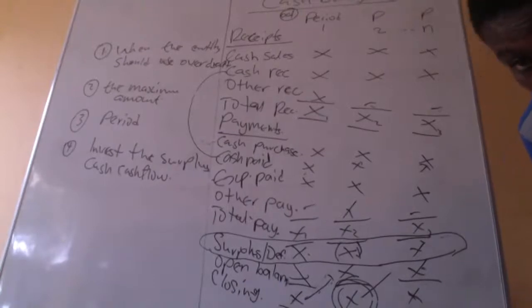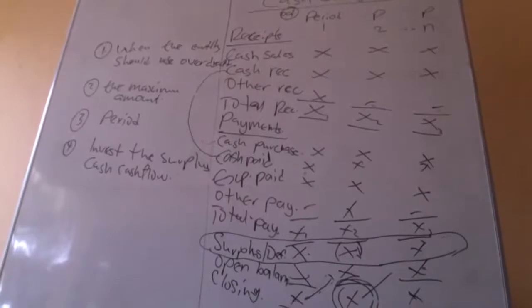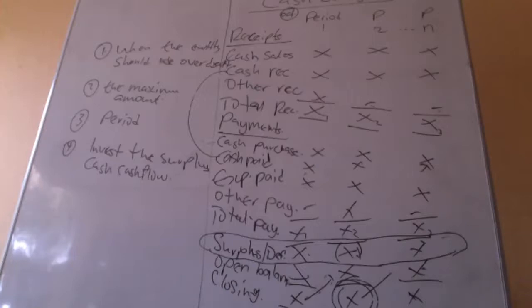Someone also said it helps to forecast. But the cash budget itself is a forecast. Yes, it's forecasting because we make use of forecasting techniques. How do you get these sales? You forecasted that next period I will sell so much. So the cash budget itself is a forecasting technique.